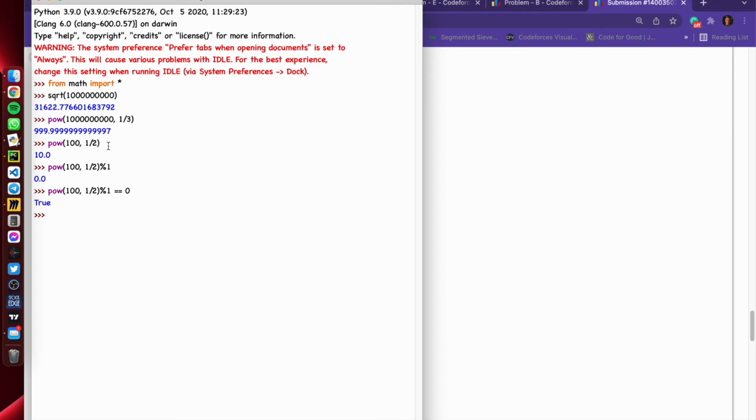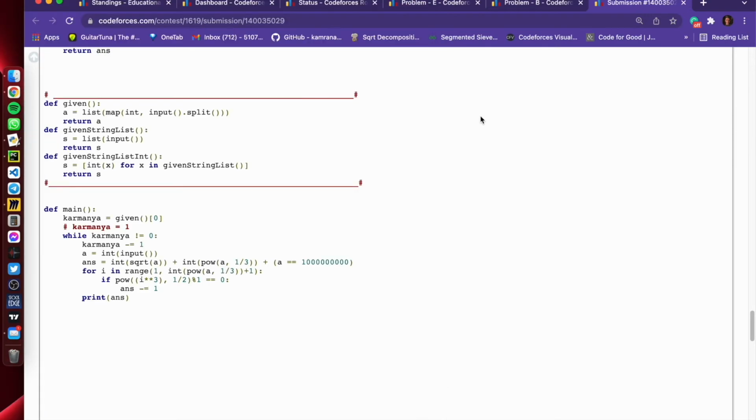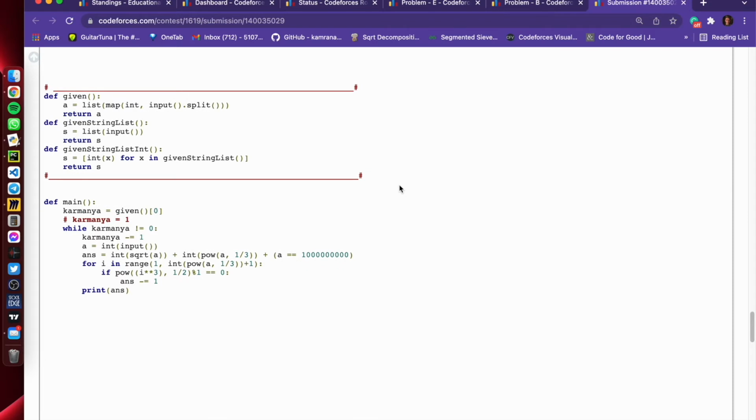So okay, when I did the cube root of 10 power 9, it was giving me 999 instead of 1000. So I was getting one less in my answer. So I just added this case: if this is equal to 10 power 9, then 1 will be added to the answer. And I take the loop from 1 to cube root of that number plus 1, because in Python the loop goes from 1 to the maximum limit minus 1.